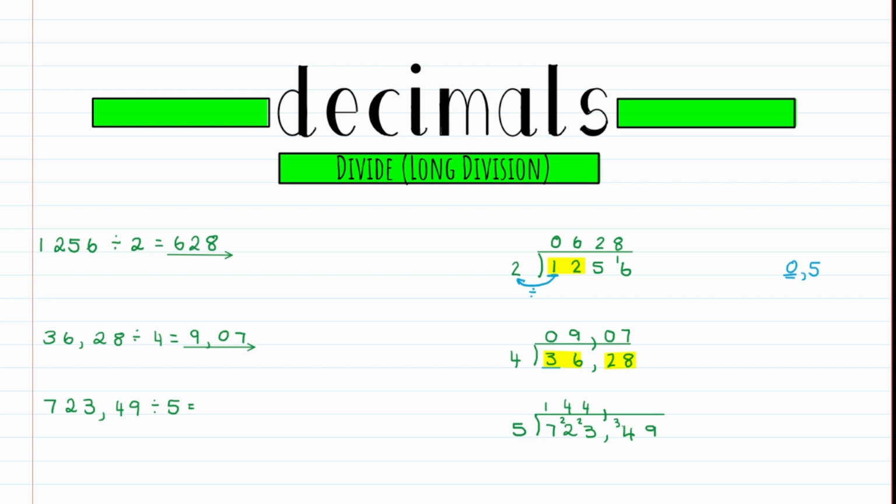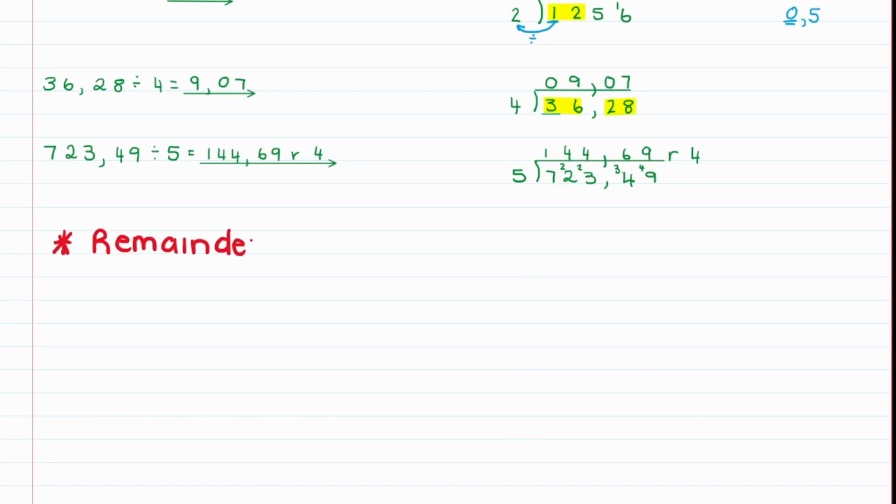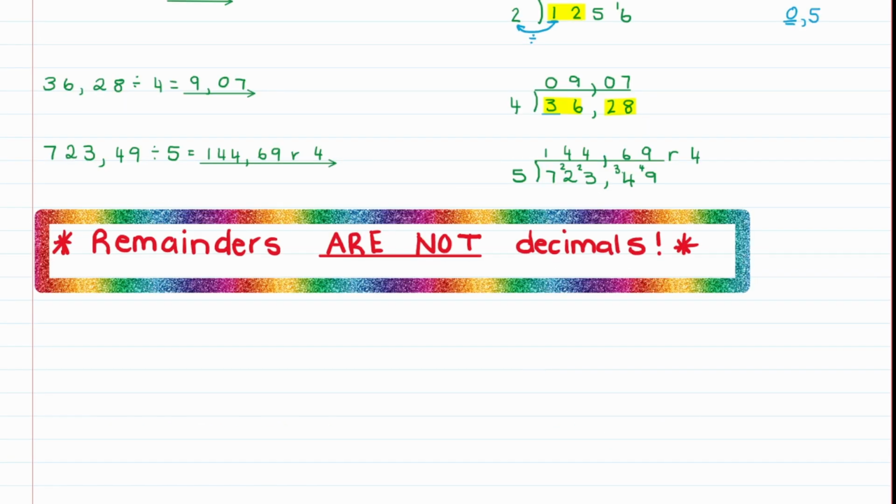23 divided by 5 is 4, remainder 3. 34 divided by 5 is 6, remainder 4. And 49 divided by 5 is 9, remainder 4. It's important to note that remainders are not decimals. So consider 25 divided by 2. We know that our answer would be 12 remainder 1, but on a calculator it would read 12,5.